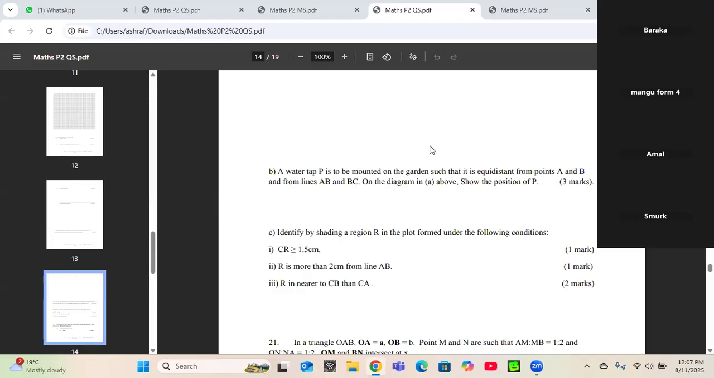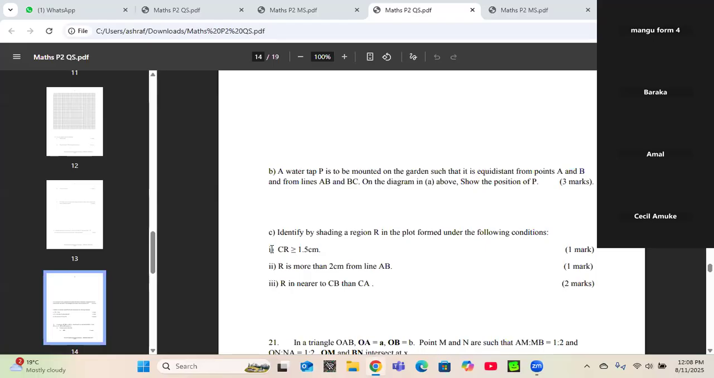Are you together? Okay, so that is correct. So we are going to just take your compass with point C at the center and 1.5 as the radius. You draw an arc. You don't have to complete the circle because we are dealing with a garden that is triangular in shape. So inside the garden, just draw an arc. Radius 1.5 and center C. Then you have been told CR should be greater or equal to 1.5. So from the arc and above, that is greater. So we shade the inside.